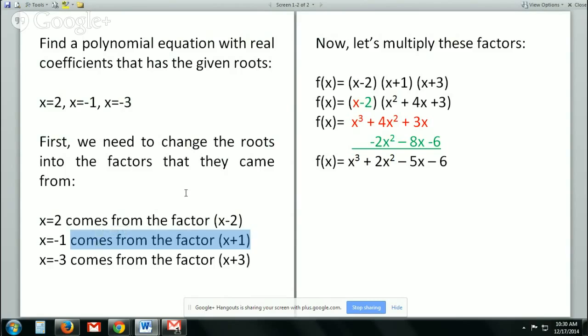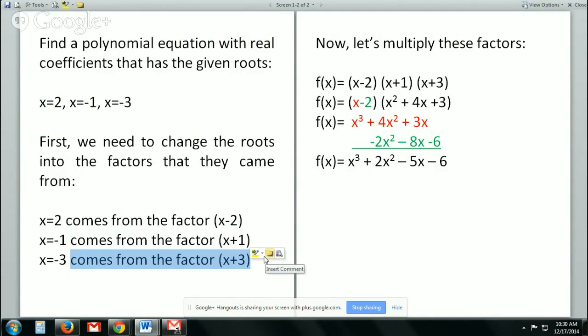So you've probably noticed there that what's happening as we move that constant value back across the equals, it changes the sign of it. X equals 2, we change to a minus 2. X equals -1, we change to a plus 1. So what makes sense for x equals -3? It comes from the factor x plus 3.